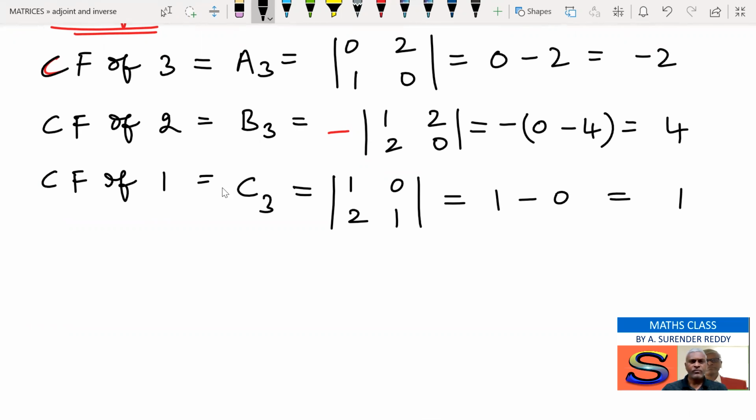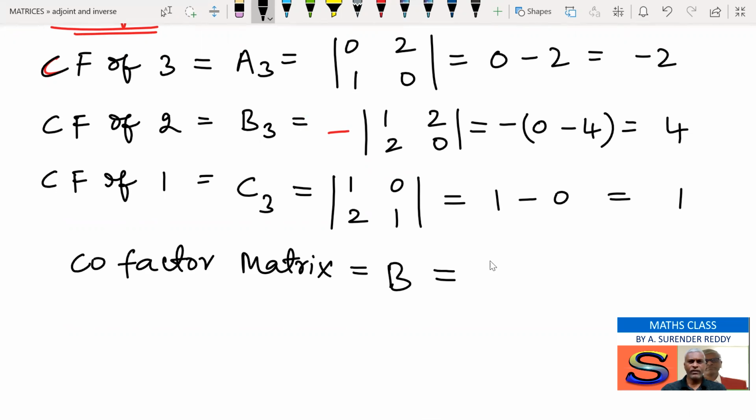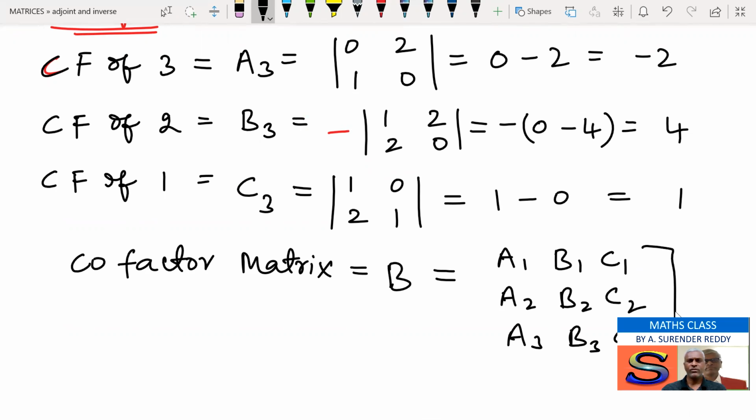Now, after finding all the cofactors, the cofactor matrix, let us name it B. Write all the cofactors: A1, B1, C1, A2, B2, C2, A3, B3, C3. So this is the cofactor matrix.